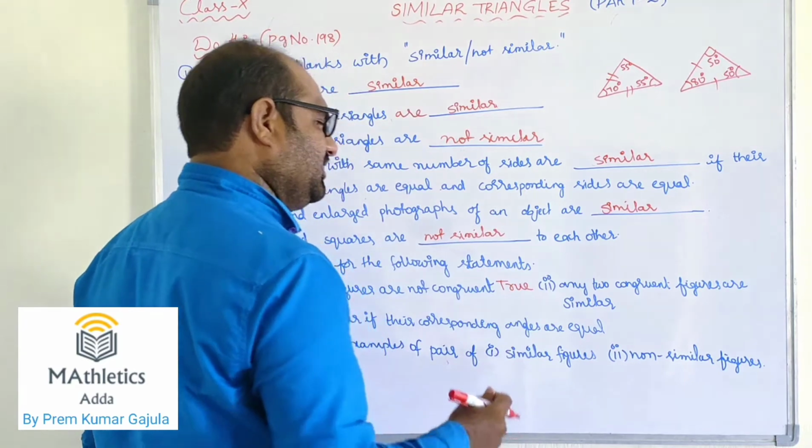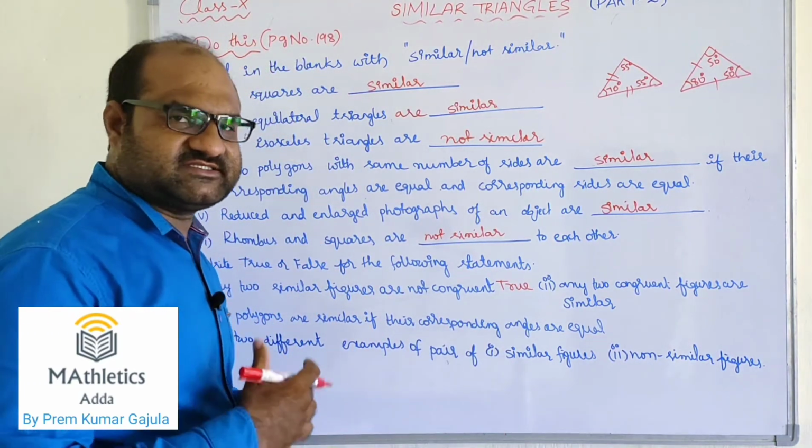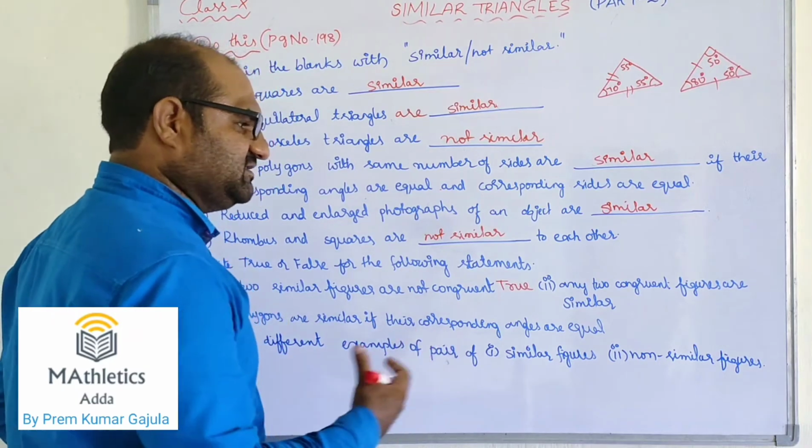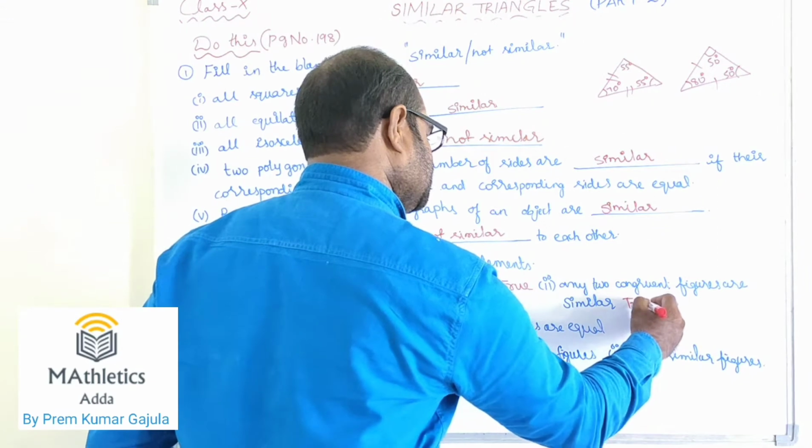And the second statement, any two congruent figures are similar. We know that all congruent figures are similar, so any two figures are nothing but all congruent figures. So all congruent figures are similar. This statement is also true.